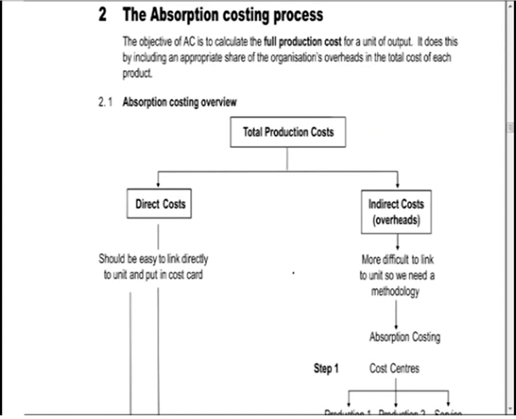So remember, our objective is to work out the full production cost of producing a unit, and that includes an element of the overheads. The total production costs then are the costs that exist because we have a factory, not because we have a business.